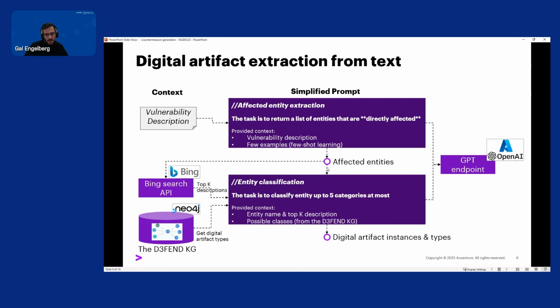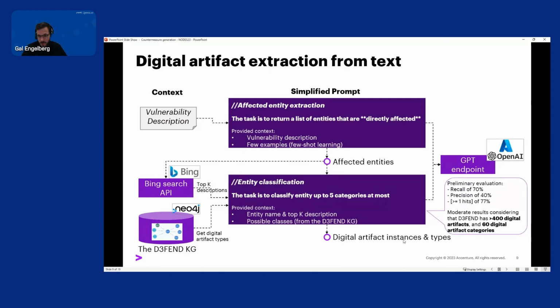Then we take the affected entities, and the task is to classify them according to the D3FEND taxonomy. In order to do so, we search the Bing Search API for the top K descriptions. We feed this together with the possible classes that we extract from Neo4j, and then we classify all of the affected entities according to the D3FEND taxonomy. The output here is digital artifact instances and their types.